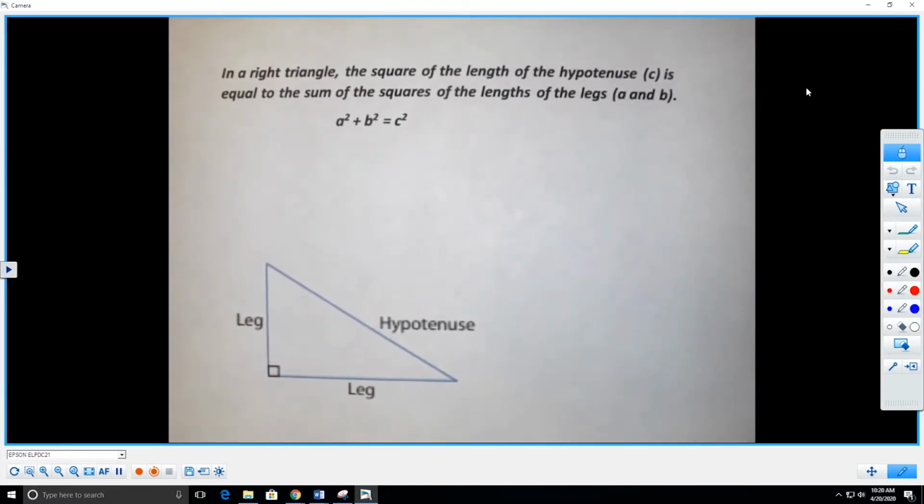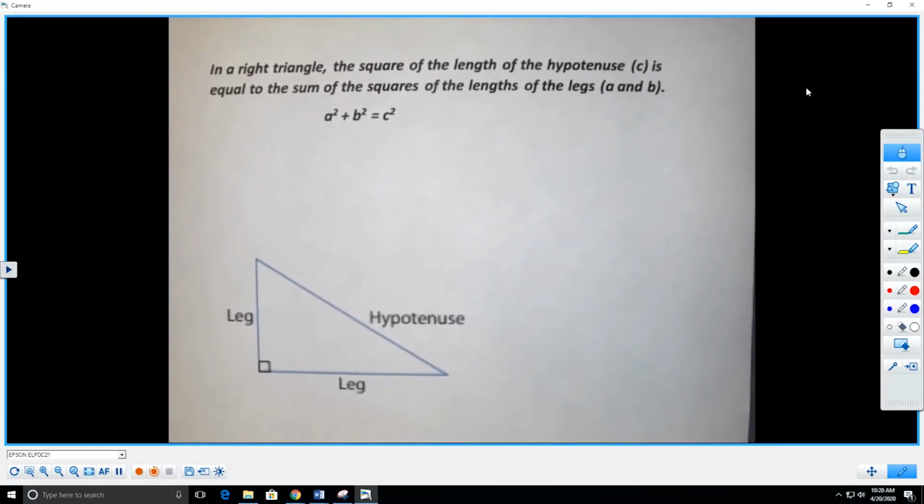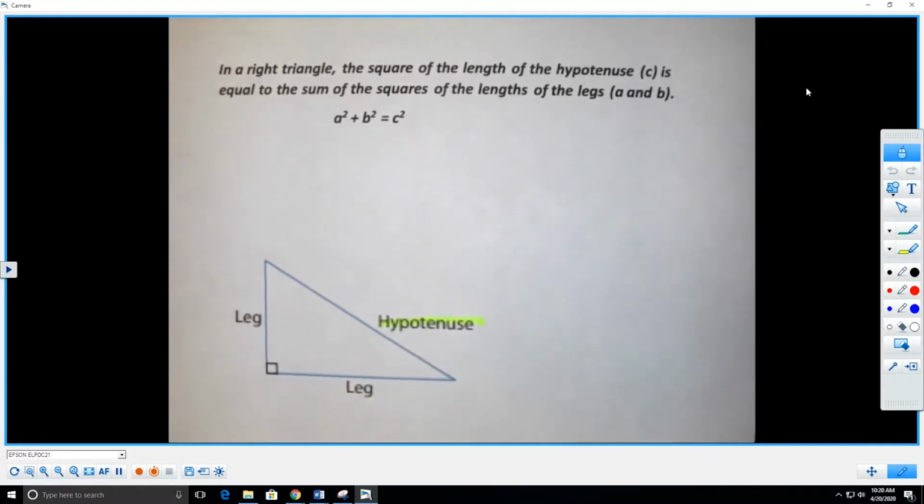Did you get that written down? Did you notice a couple vocabulary words that we might need to explore? Let's look at this picture of a right triangle and explore the vocabulary together. You can sketch it along with my drawing here. What do you notice about the hypotenuse?